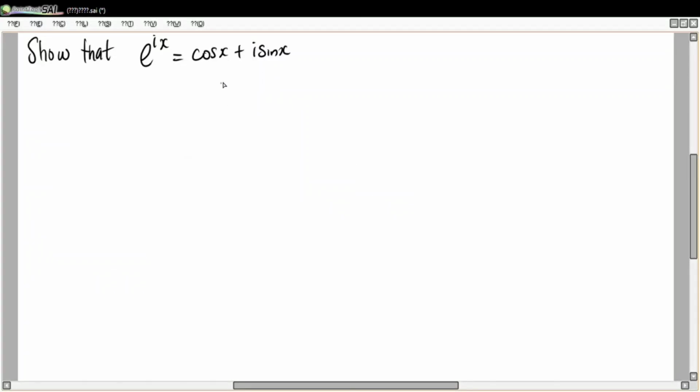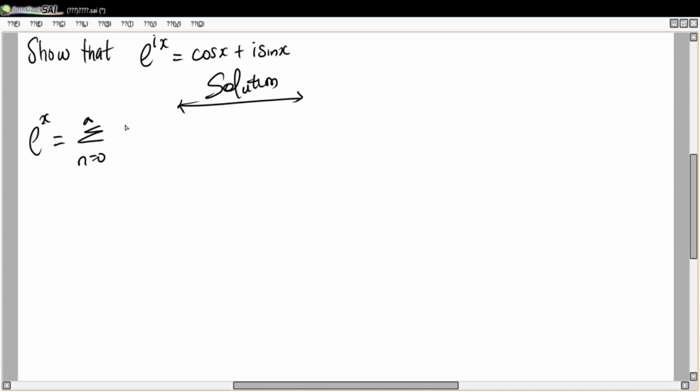Alright, welcome back. I know many of us are very familiar with this equation, but we don't know how to prove it. I'll be using a very unique method today to show you the secret behind this equation. Let's get started.